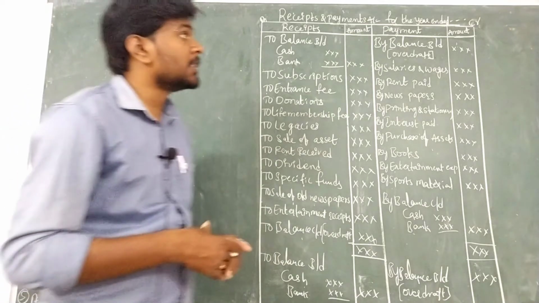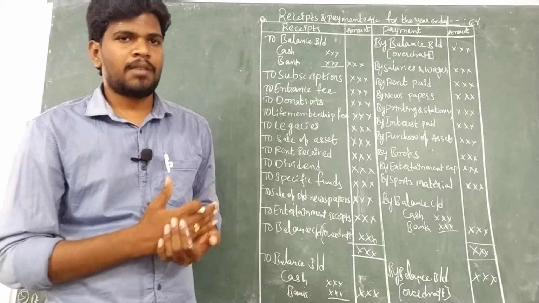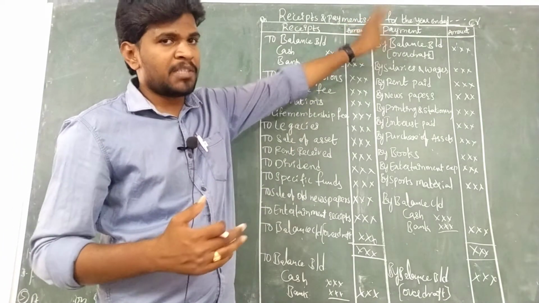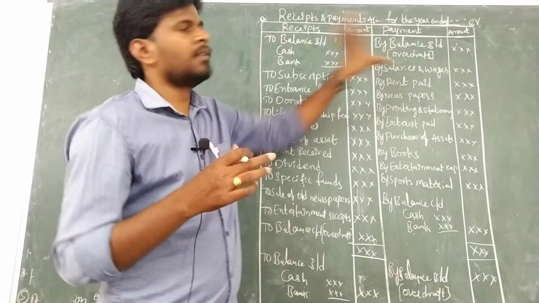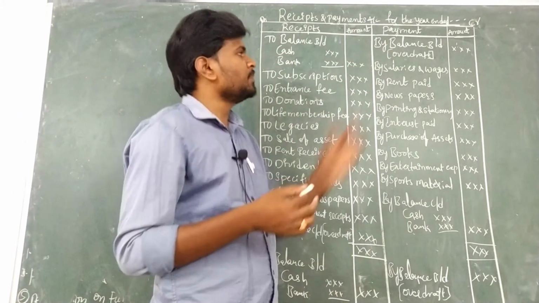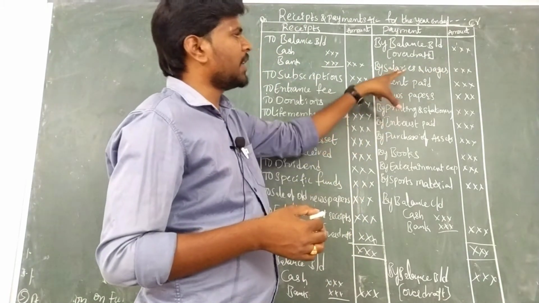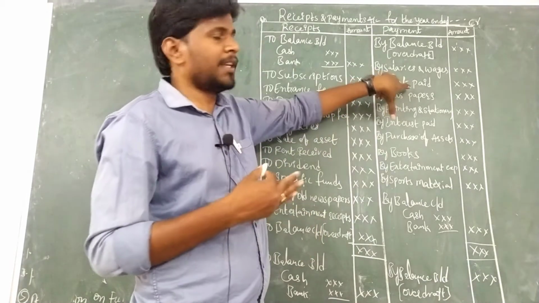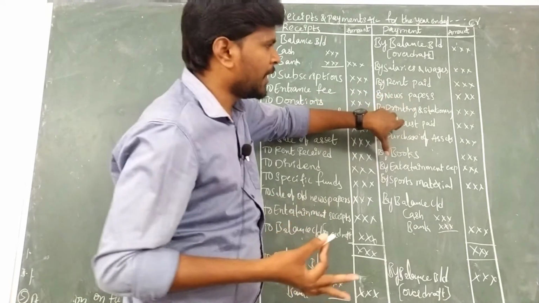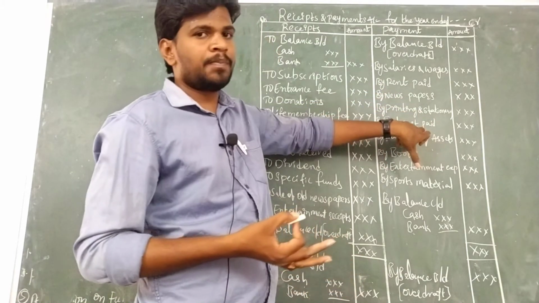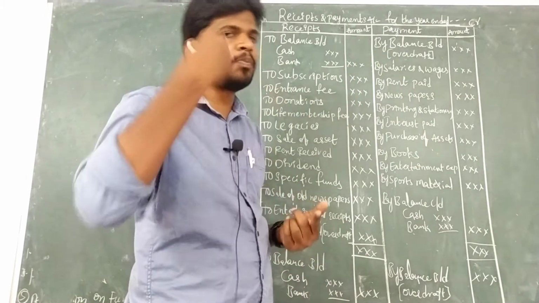Next, payments. Payments means the amount of cash paid by the organization. Payments may be revenue expenditure or capital expenditure, and all should be taken on the credit side. See the first one, salaries or wages. That is one of the revenue expenditures. Next, rent, newspapers, printing and stationery, interest paid. These are all revenue expenditures. Every month or every year we have to pay them.